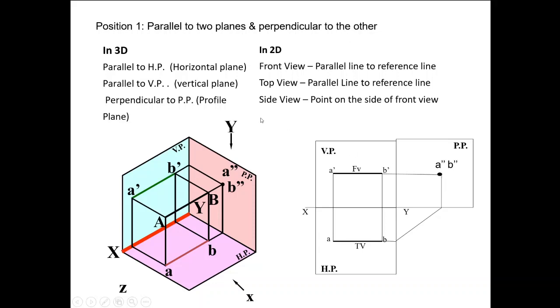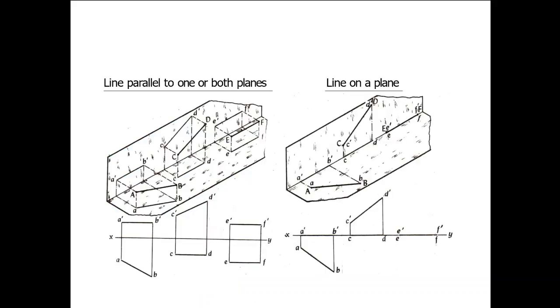So this point will be the side view of the line. Clear about the first position? Now we will move toward the second position. Before that, we will see various cases again. Now here we will see, in the first image, a line parallel to one or both of the planes. Now in this we have only two planes. This is the vertical plane and this is the horizontal plane. So the first image is a line parallel to one or both of the planes.